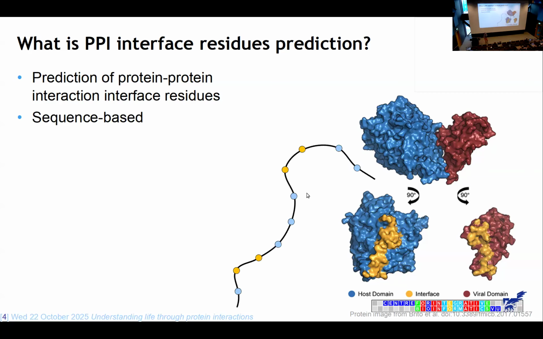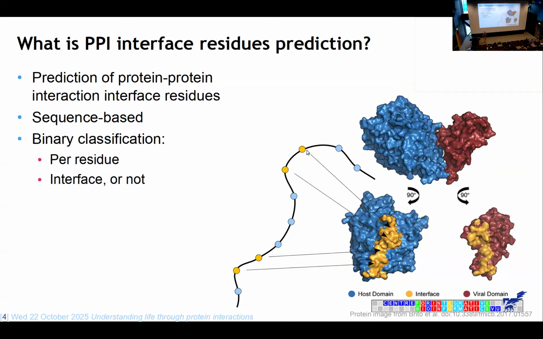And what we want to do is this sequence-based. So we want to predict from sequence. We basically have a sequence as input, and then we want to identify which are the yellow residues that are likely to be on the interface versus the blue ones that are likely not on the interface. And it's binary, so we say yes or no.